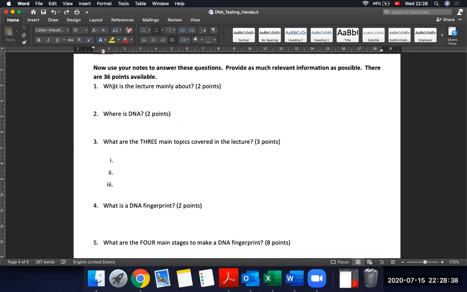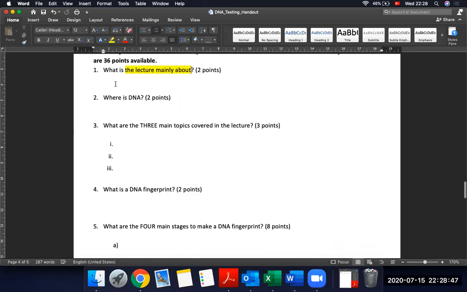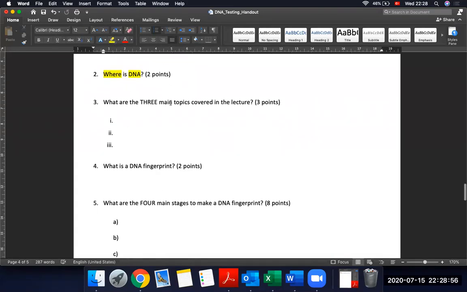The first question: what is the lecture mainly about? So what's the main focus of the lecture? Second one: where is DNA? So the place of DNA, how is it explained? What are three main topics covered in the lecture? So three main points are being covered in the lecture. You need to write them here.